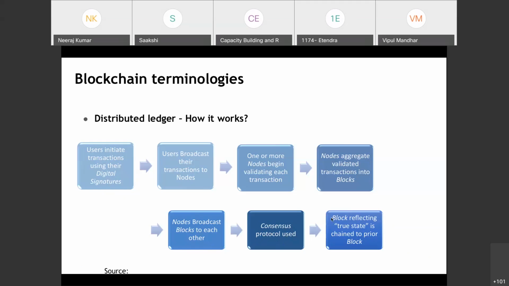So I hope this is a very simple and straightforward process. I hope you are clear how the chain expands from one node to another as part of these distributed ledgers, and how these distributed ledgers become a part of the blockchain networks.